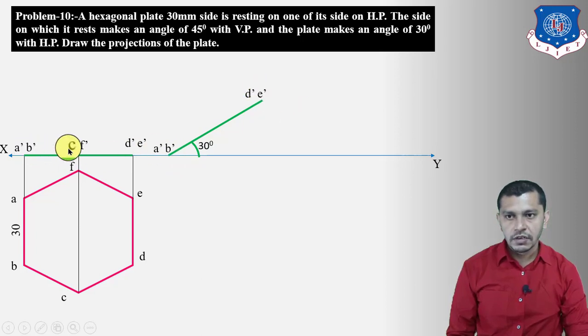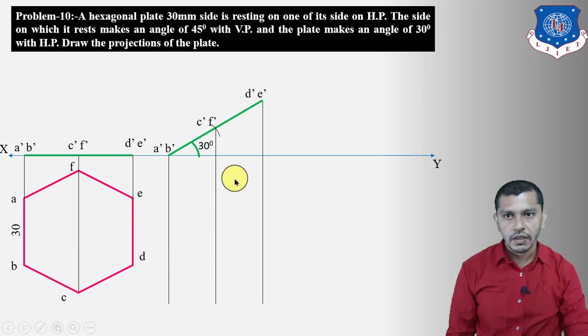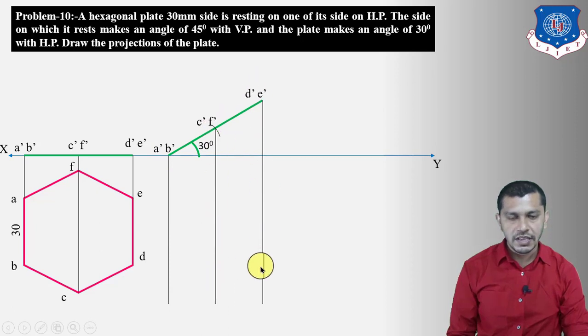Now measure C dash F dash from A dash B dash, take center at A dash, and give an arc over here. Here we will get C dash F dash. Now we have to draw the plan in the second stage. For that, project these points vertically downwards. This is the projector of AB, projector of CF and projector of DE.